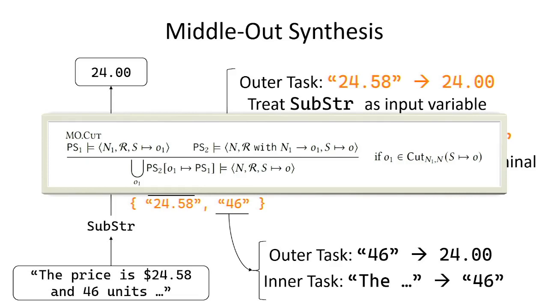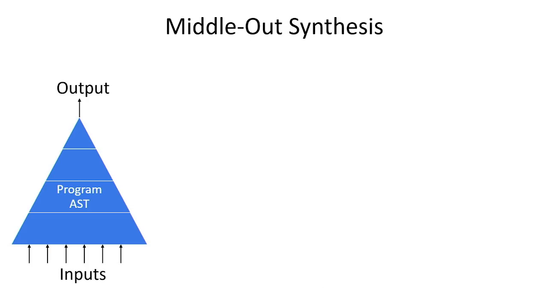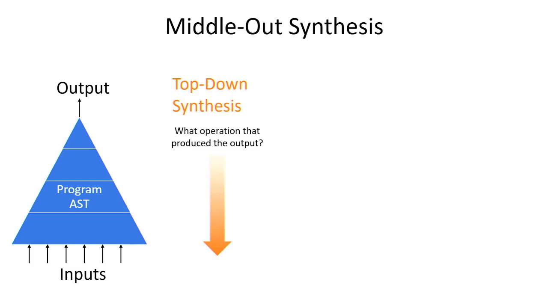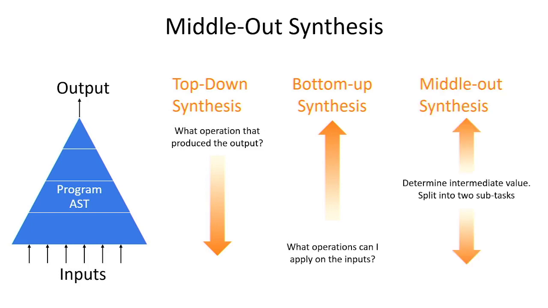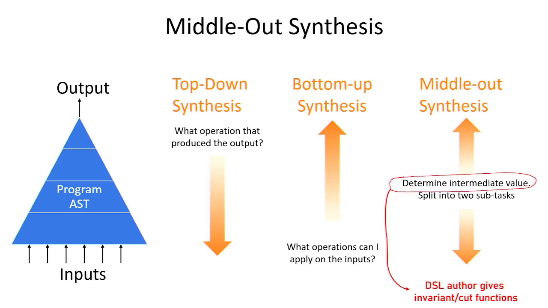So here's a rule. I'll just flash it because I haven't talked about any notation here. So let me flash away. This idea is called middle-out synthesis. Top-down synthesis is basically saying, what operation produced the output? What's the top-level operator? Bottom-up synthesis goes the other way. What operations can I apply on the input? So middle-out synthesis is saying, I'll determine some intermediate value and split into two subtasks. And this intermediate value given by the cut function is written by the DSL author. The person who's designing your synthesizer will also write the invariant.